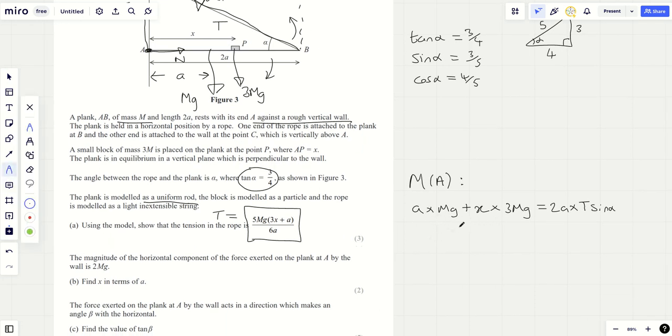Okay, we can now simplify this and say this is mg(3x plus a) on this side, and this is sine alpha, which is 3/5, times 2a, which is 6/5 aT. Times by 5, divide by 6a, and I reckon we'll have the answer. So we get T equals 5mg(3x plus a) over 6a, and look at that, it's exactly their answer.